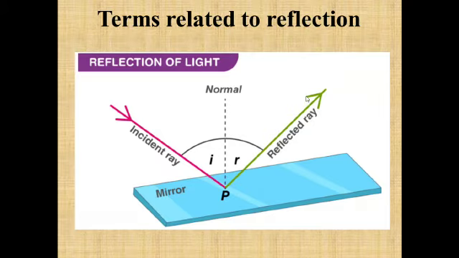reflected ray, which after striking reflects from the surface. The angle between the incident ray and this normal is known as the angle of incidence, and the angle between this reflected ray and the normal is known as the angle of reflection. So henceforth, these are the few terms that we have discussed for the reflection.